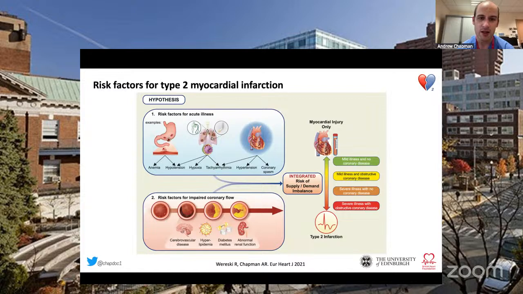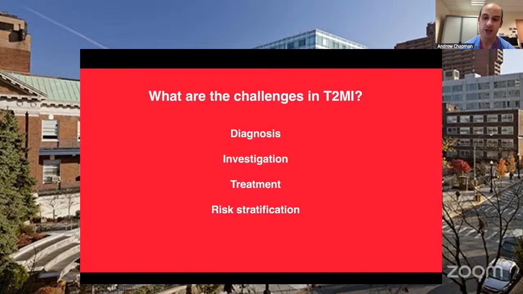And we came up with this central dogma a couple of years ago now, which is an illustration showing really the risk factors for type 2 myocardial infarction, which come from the acute illness process, which may be anemia, hypotension, hypoxemia, for example. Those risk factors for impaired coronary blood flow, which may be mild, moderate, or severe plaque disease in the context of other cardiovascular risk factors. And together, there's an integrated risk of myocardial supply or demand imbalance, which could either translate to a myocardial injury without ischemia, or the other extreme, clear evidence of ischemia and type 2 myocardial infarction.